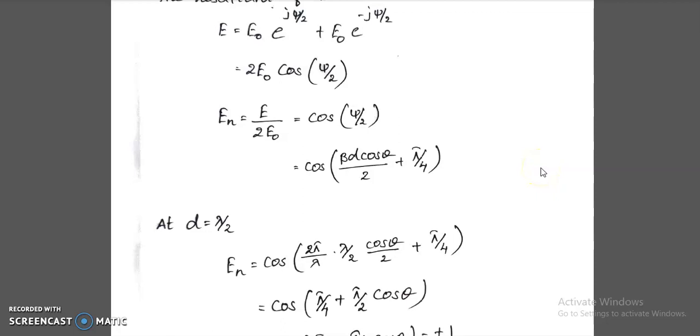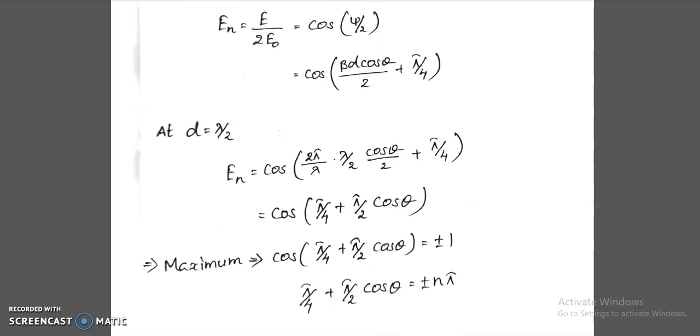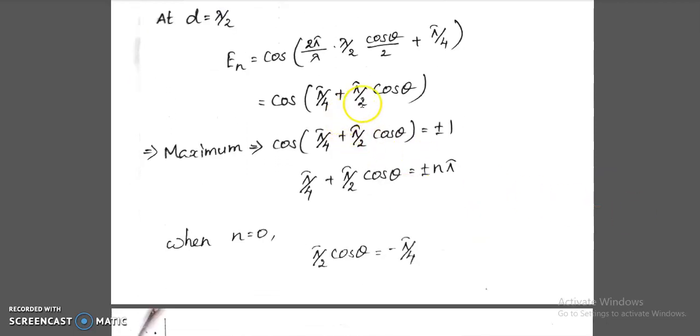For that we assume the distance between the antennas d is equal to lambda by 2. And substitute that here, and beta, we know that beta is equal to 2 pi by lambda. Substitute all these things, you will get cos of (pi by 4 plus pi by 2 cos theta). That is the normalized electric field. Next we want to find the maximum point, the null point and the half power points.